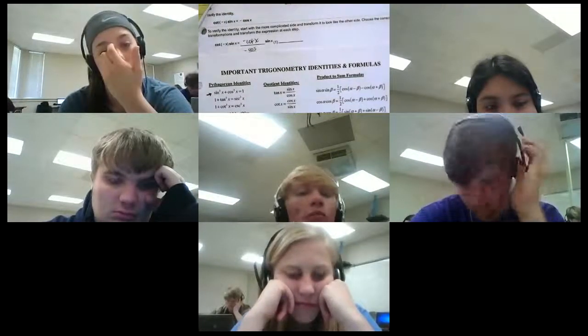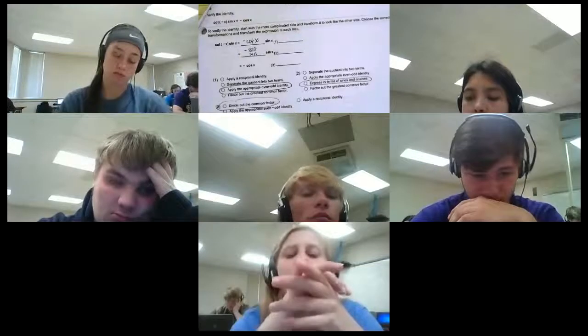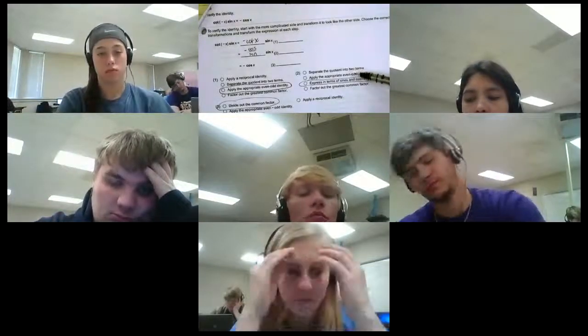Number 2, we rewrite cotangent as cosine over sine. That comes from the quotient identities. So the next thing we did, express in terms of sines and cosines. It doesn't say anything about a quotient identity, but that's what we did. Next step, the sine's going to cancel, and that's called dividing out the common factor.